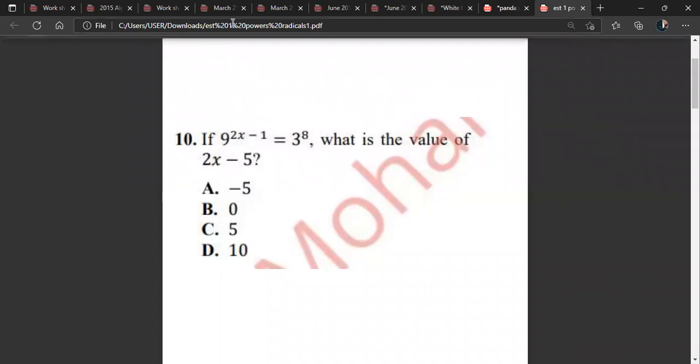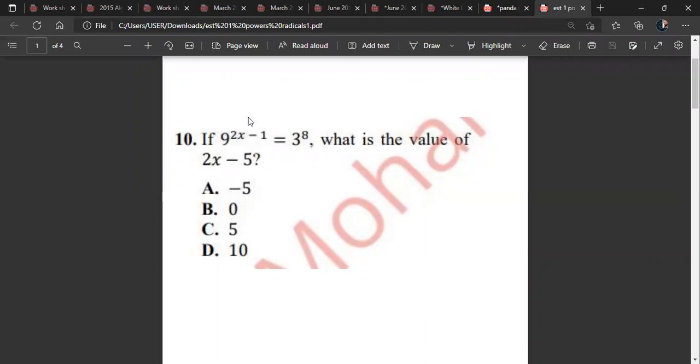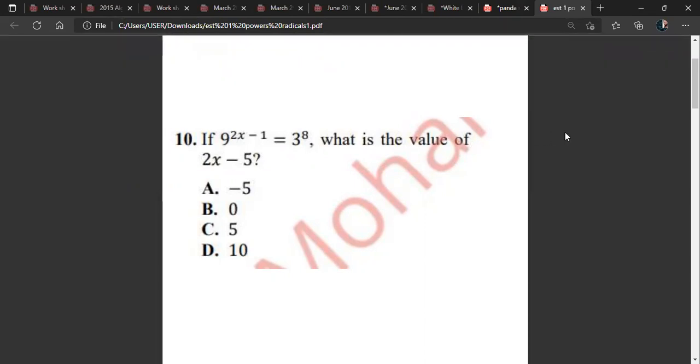So here, Yasmin, this question is from an EST test. Here, he gave you this question, but you must take care about the required. He didn't ask about x. He asked about 2x minus 5. Okay, Yasmin?